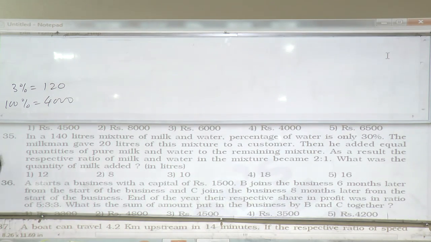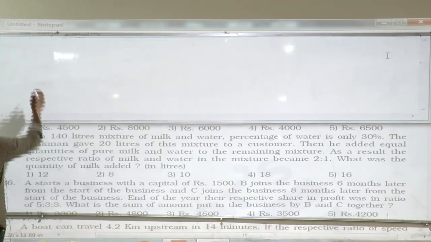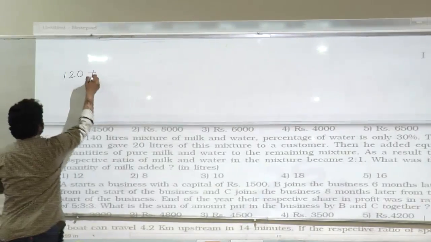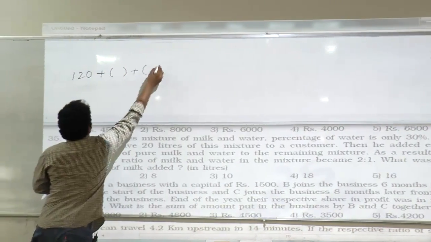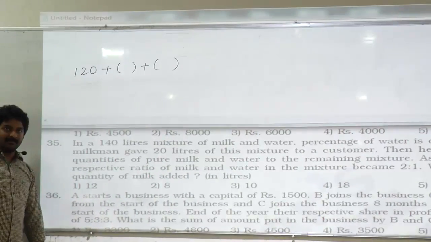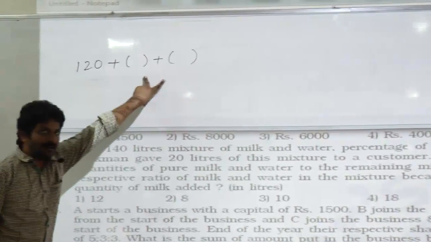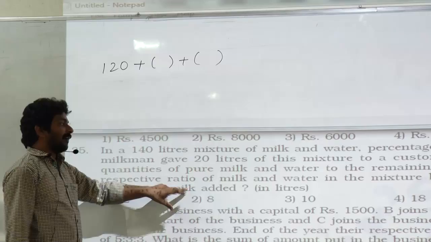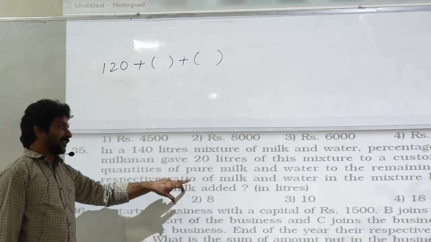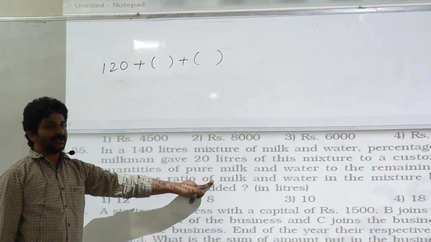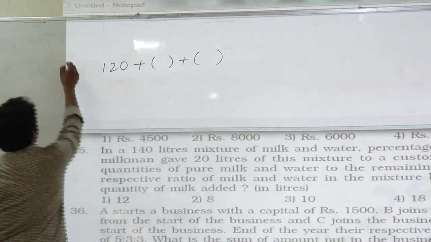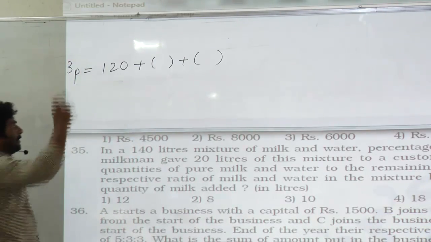Now, so out of initial quantity 140 liters, 20 liters were taken out. How much is the remaining quantity? 120 liters. To this, equal quantities of milk and water is added. And after that, in the final mixture, the ratio between milk and water is 2:1. So, that will be total how many parts? 3 parts.